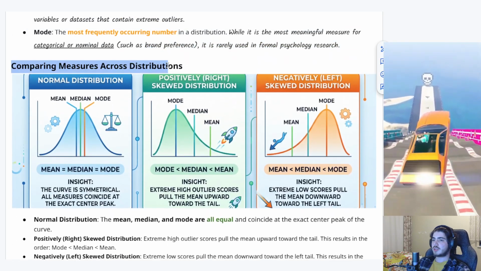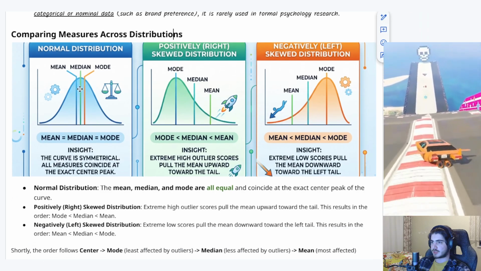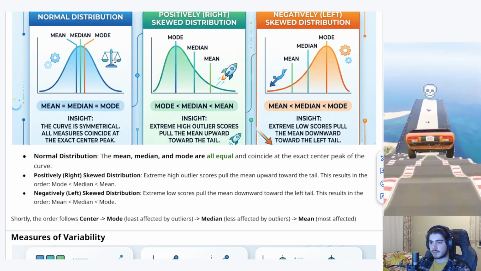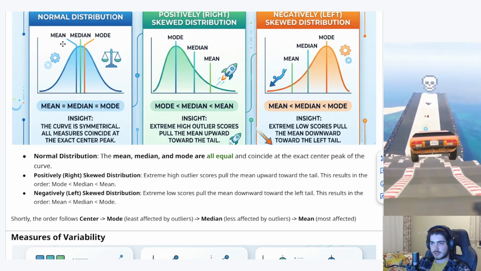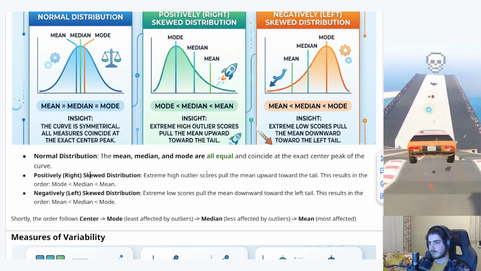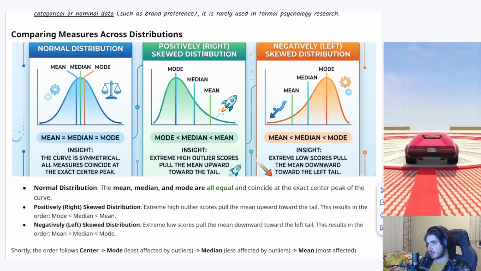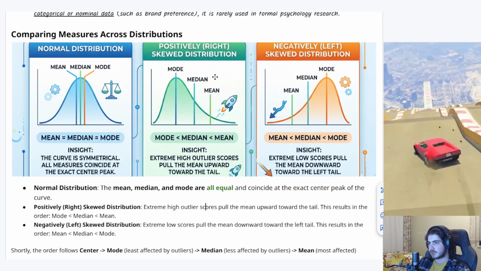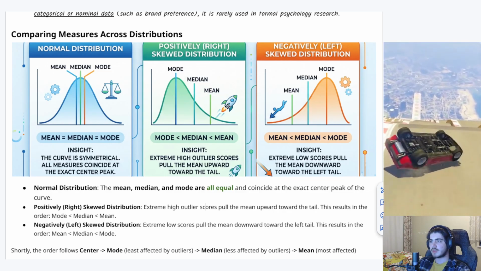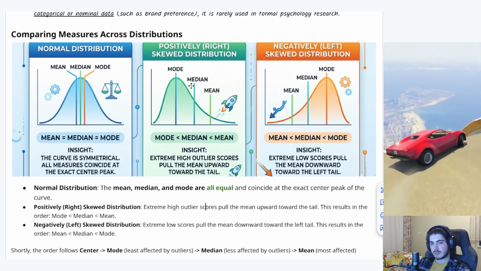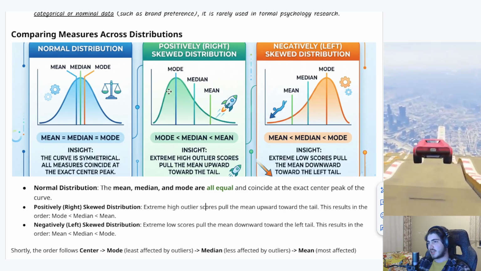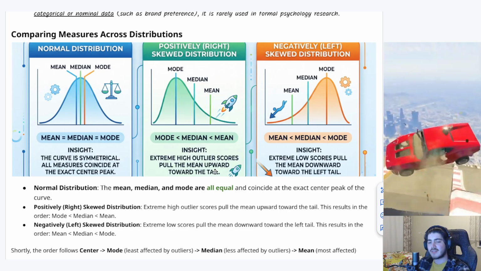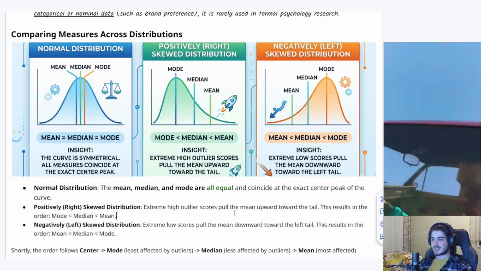So we compare the measures across distributions. Let's check it out. In a normal distribution, all of these are at the exact center: the mean, the median, and the mode. However, if it's a right-skewed distribution, as we discussed earlier, it goes mode, median, mean, because mean is the most sensitive, median is second, and mode is essentially not affected by outliers, but it is. So it's the least affected.